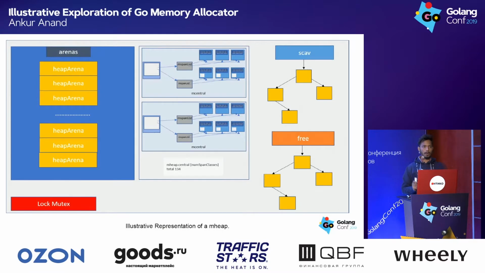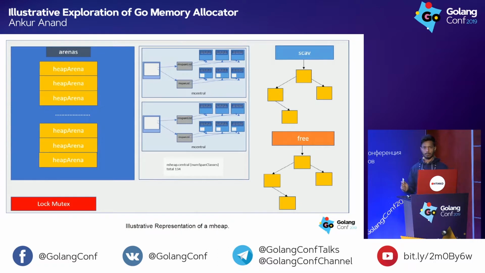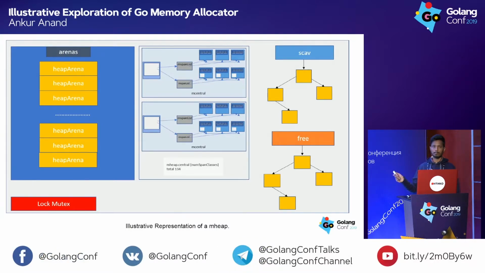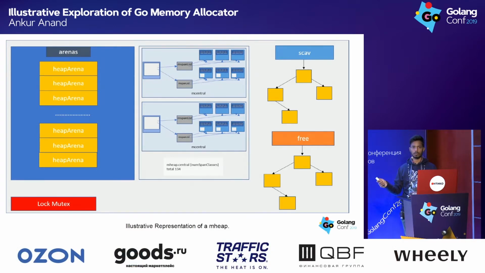So let's suppose your application is asking for any object that is greater than 32 kilobytes. It will be directly allocated from this mHeap structure. Since this involves locking, in your entire app only one Go routine can access this structure at a time. That means if you are having large objects and this becomes a critical path for your application, you might try to use sync.Pool. Why? Because the object is already allocated in the sync.Pool, you don't need to lock the entire application for other Go routines.